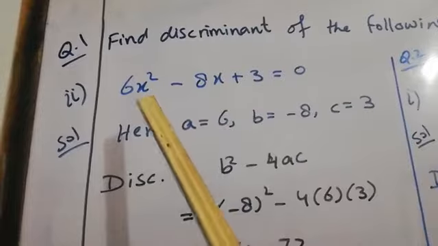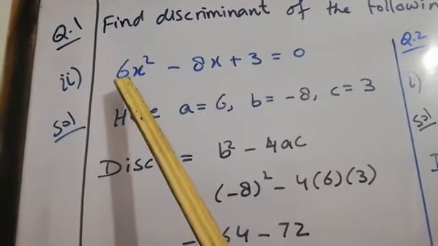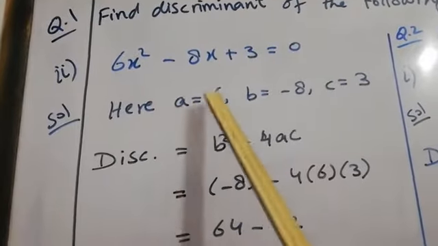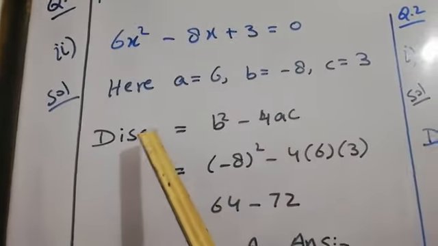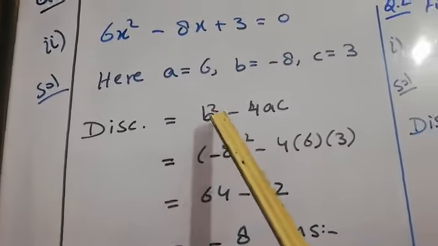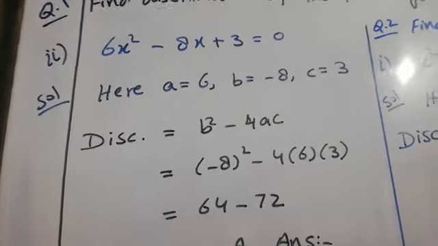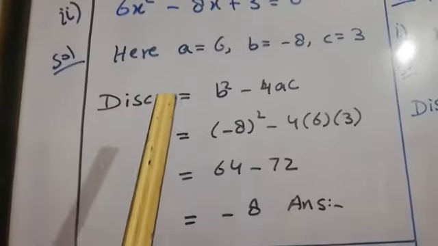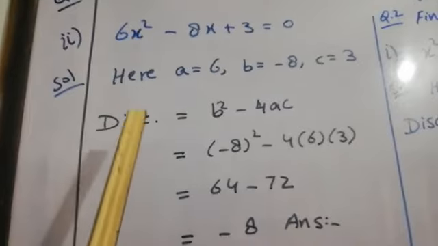Discriminant means first of all we will write the quadratic equation. The coefficient of x square is a, so this is the value of a, this is the value of b and this is the value of c, and the discriminant of the quadratic equation is b square minus 4ac. This is the method or formula to find the discriminant. Dear students, the nature of the roots depends upon the discriminant.